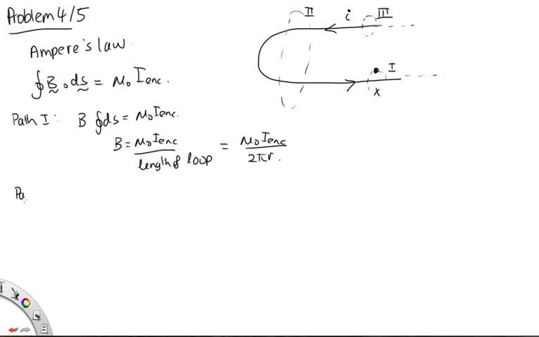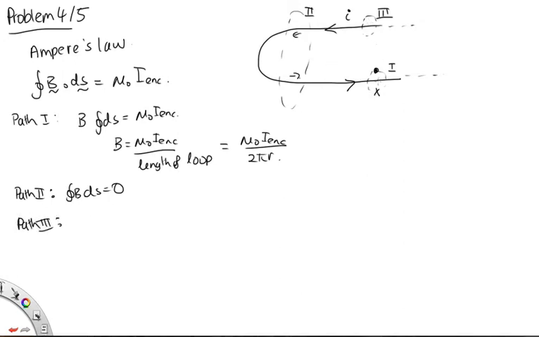For path 2, the enclosed current is 0, as the current down here is flowing in this direction and up here is flowing in this direction, so opposite directions, and obviously it's the one piece of wire, so the magnitude of the current is not changing. So we've got B dot ds is equal to 0 for path 2. Which isn't telling us that the magnetic field's 0 everywhere on that path. What it's telling us is that the average magnetic field around that path is 0. So magnetic field will switch directions somewhere, it'll be positive somewhere, it'll be negative, and those all cancel each other out.